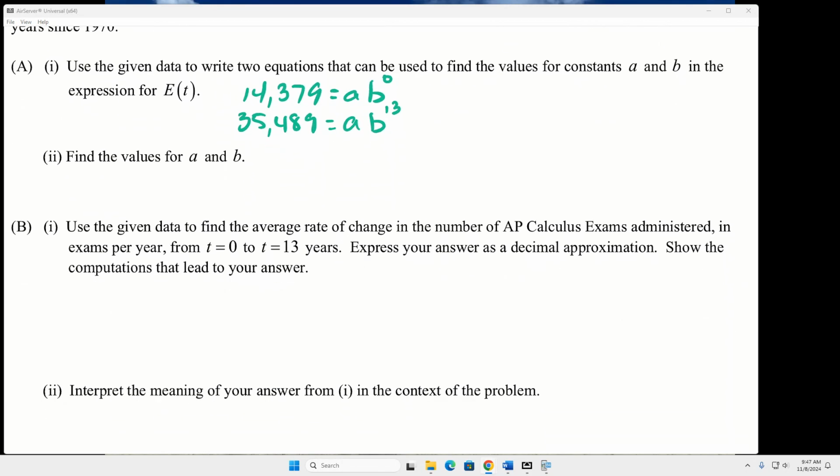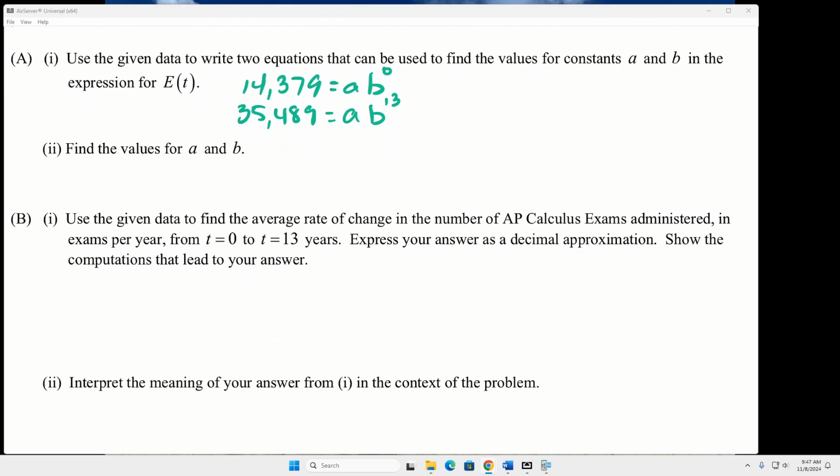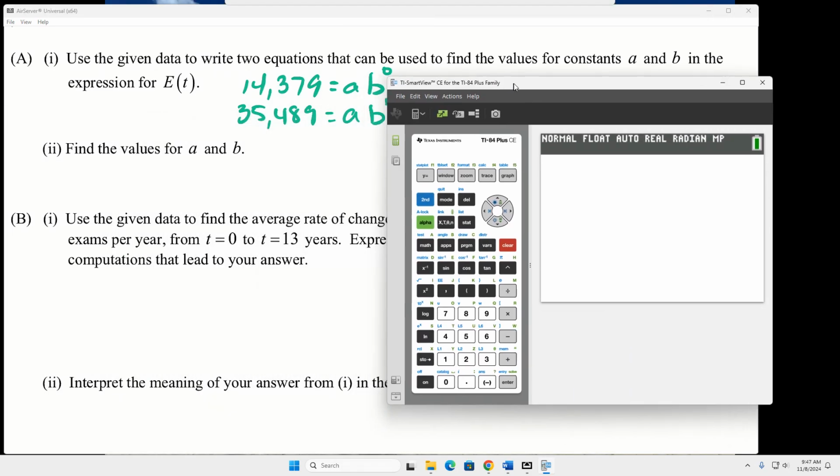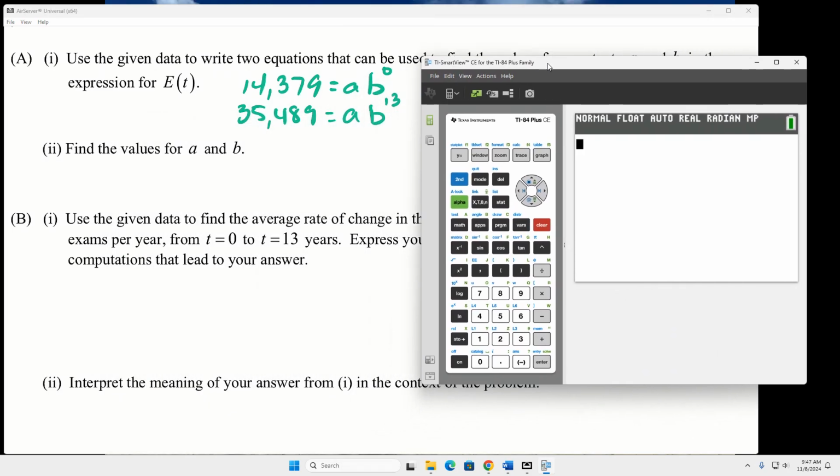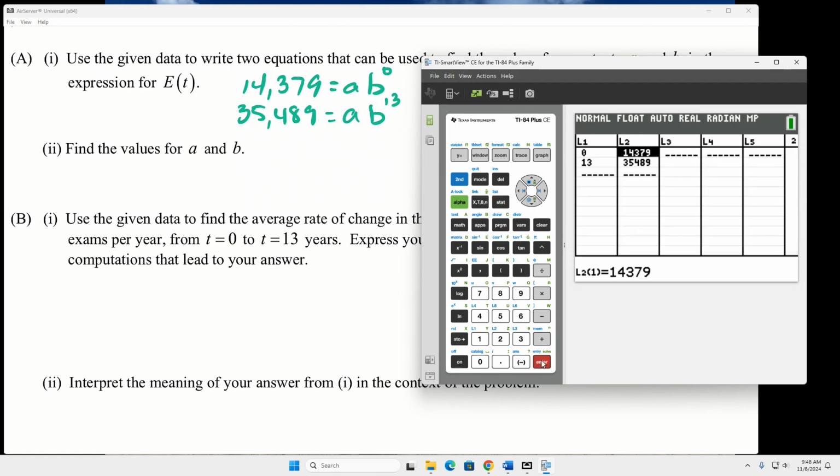All right, and then for part 2 of A, that's where we find A and B. For a good majority of the types of models, you can do it on the calculator using regression. This is one of the kinds you can. When we start talking about logarithmic, there will be some we'll have to do by hand. It's not that difficult, but obviously it's easier to do it in the calculator.